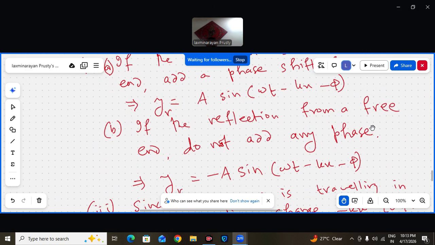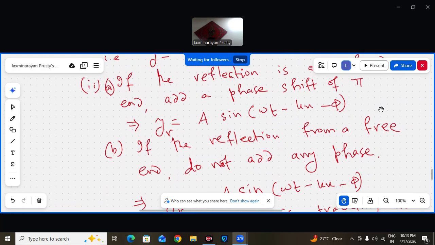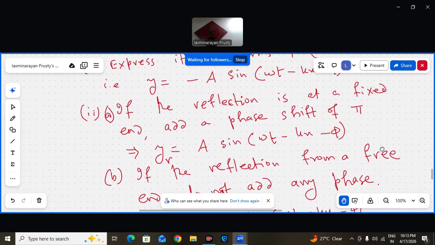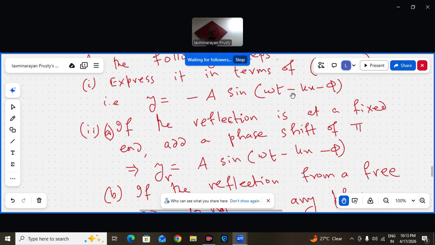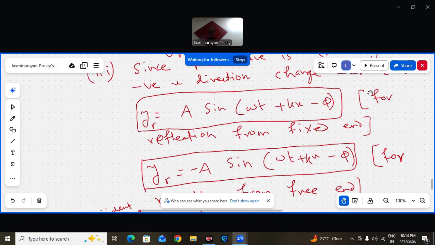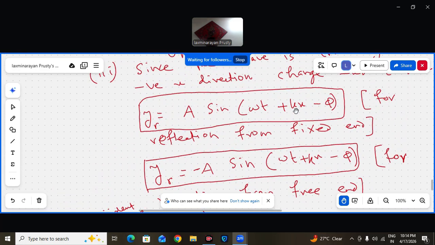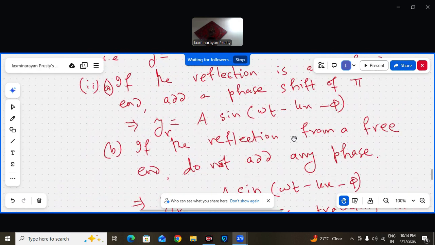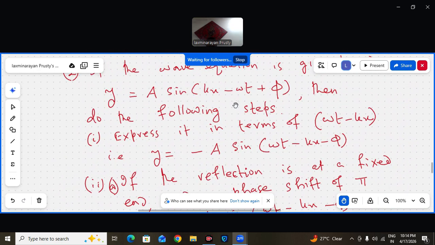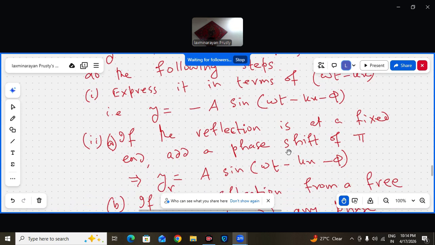If it is a reflection from a free end, don't add any phase. That remains the same, minus a sin(ωt - kx - φ), but since traveling to the left, it will become plus kx. Don't add any extra phase, because it is already minus. If I put a plus pi, again a phase change of pi, it will become plus. That will be the fixed end. That's what I wrote.